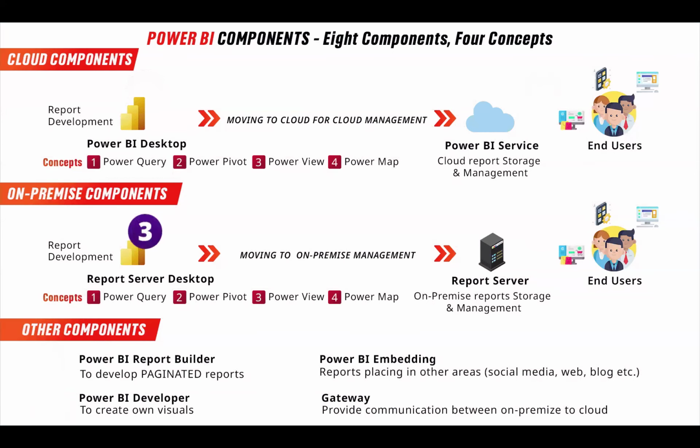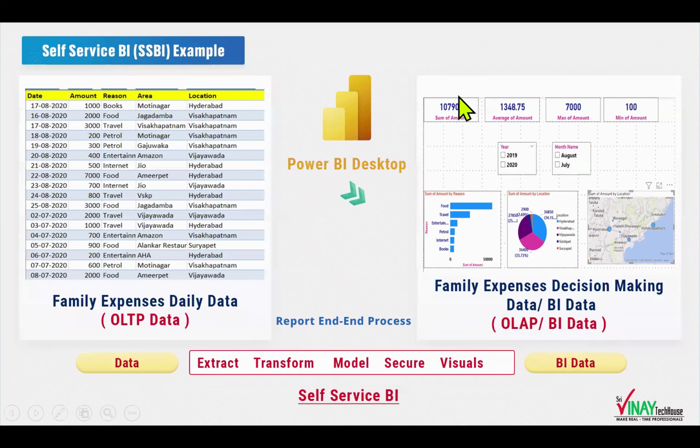The 8 components and 4 concepts, right? Now, this is the one I'm going to explain, Power BI Desktop. For example, you have data like this. You want to generate a non-paginated report like this. This is my family expenses data during the lockdown period, June, July, 19 year data available here. How much money, for which reason, in which area, which location I spent, is clearly mentioned. I want to develop a report like this. When I select year and month, with respect to year and month, I see total money, average money, minimum money, maximum money. And in a particular period, my top spendings and least spendings, the locations I traveled and the percentage of money I spent, and the locations I traveled geographically.